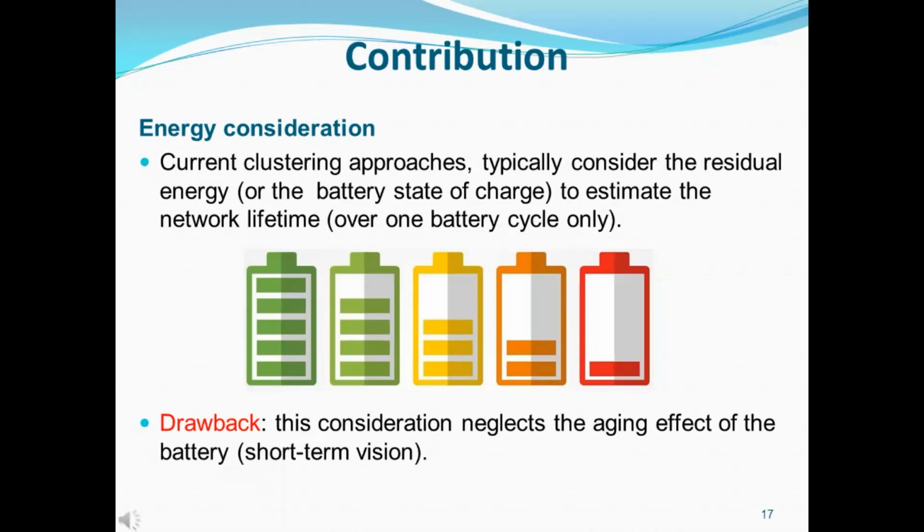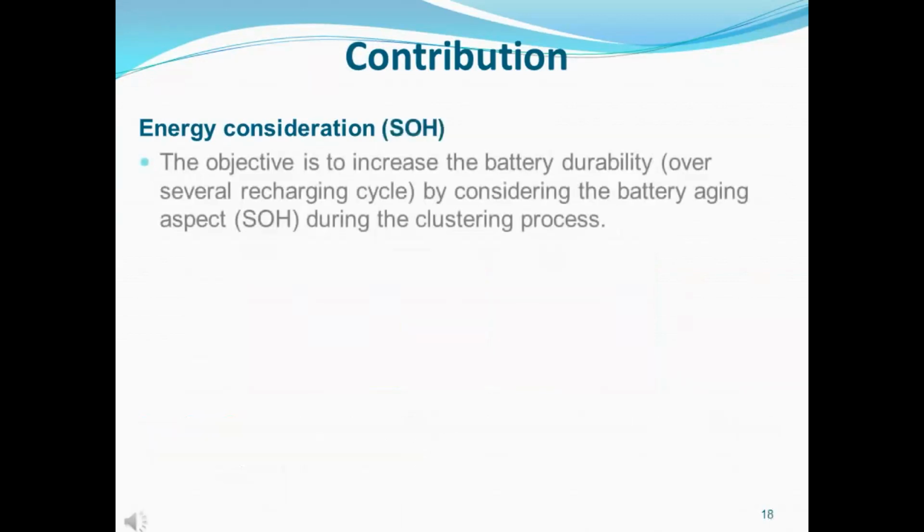Indeed, node batteries follow an aging process that includes other factors than energy consumption, such as the battery temperature or the charging and discharging speed. These aspects degrade the battery capacity and need to be considered in order to address the network durability in the long term.